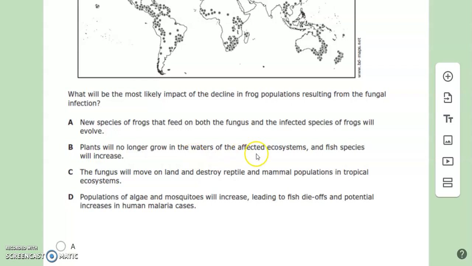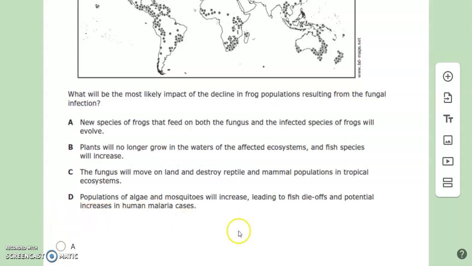Plants will no longer grow in infected ecosystems and fish will increase. Once again, there's no way to know that. There's no reason to think that if frogs go away, plants won't grow anymore. The fungus will move on land and destroy reptile and mammal populations. Well, there's no evidence to suggest that the fungus is going to kill reptiles and mammals. Currently, it's only affecting amphibians. Just because it can affect amphibians doesn't mean it's going to affect everything else. So that's probably not it either.